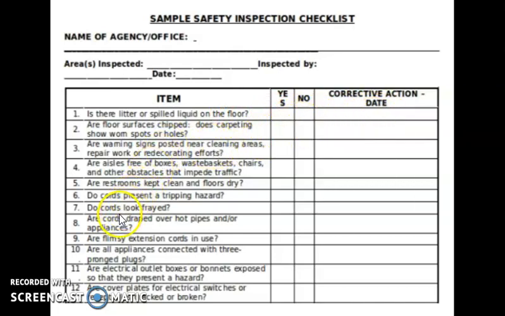And let's look at the seventh one. Do cords look frayed, or cords draped over hot pipes or appliances, or electrical outlet boxes or bonnets exposed so that they present a hazard? So if no, they'll check it out, and if it is yes, they will just pass it on. If it is no, they'll mention the corrective action. This is how you'll have to frame your checklist.